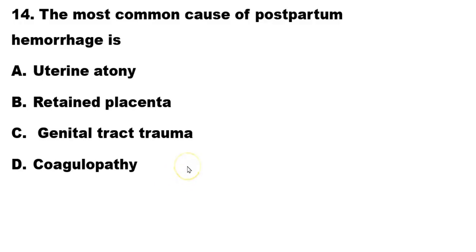If you said A, you have got it, because uterine atony is the failure of the uterus to contract effectively after delivery. You know that uterine atony is the most common cause of postpartum hemorrhage. The most common one is what? Uterine atony.